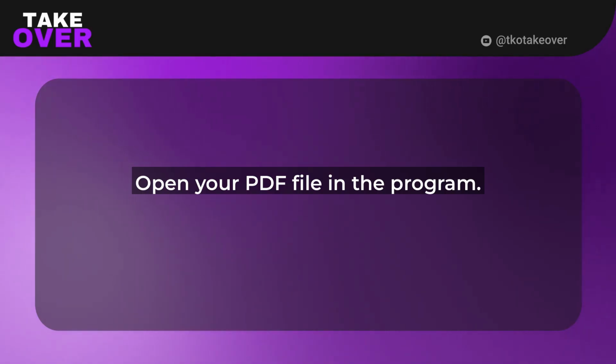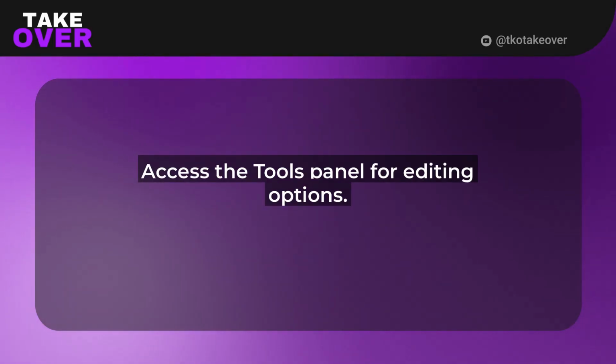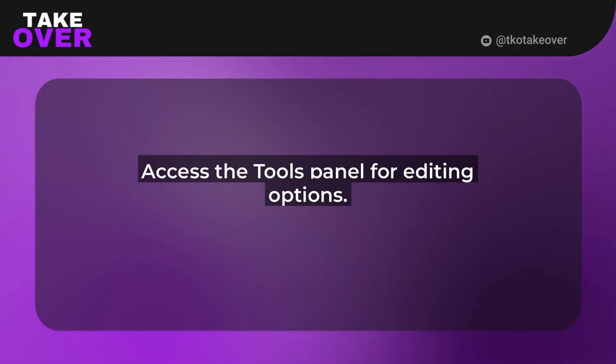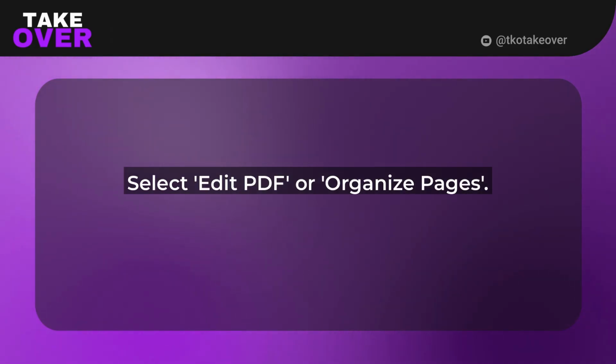Look for the Tools panel on the right side of the interface. If you don't see it, click on the three horizontal lines in the top right corner to expand your options. Next, in the Tools panel, find and select Edit PDF, or Organize Pages. This might vary slightly based on your settings, but it's usually right there.